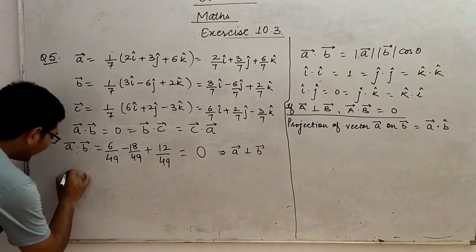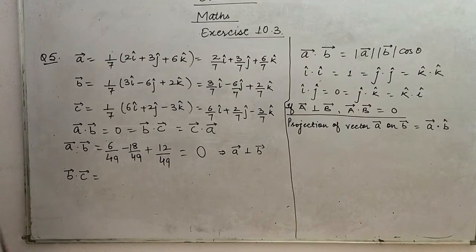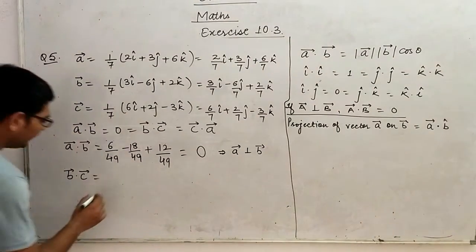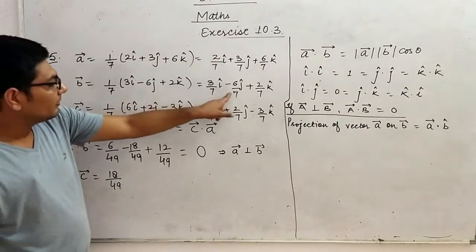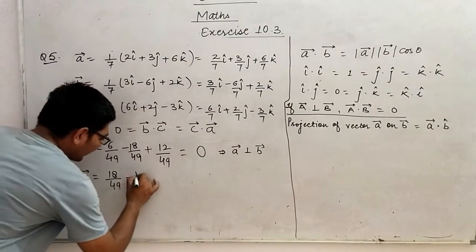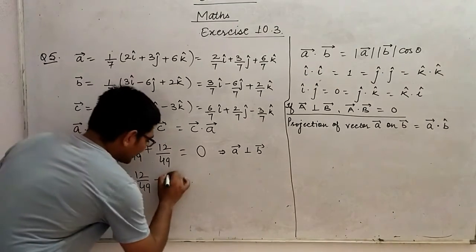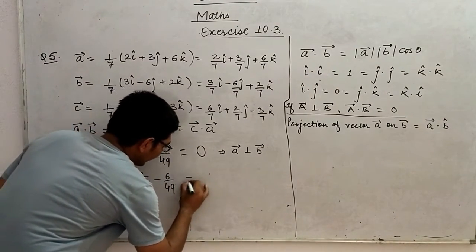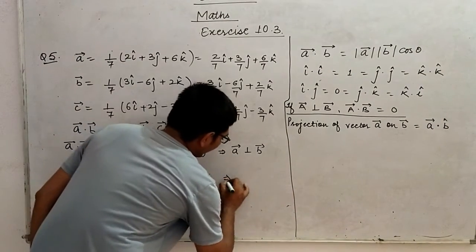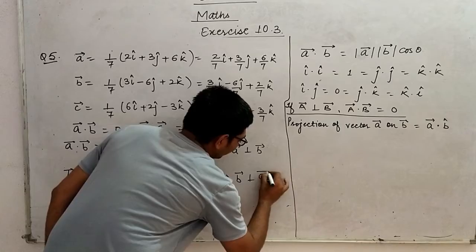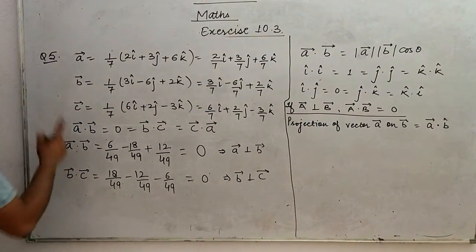Okay, let us calculate B dot C. What is B dot C? Calculate it. 18 by 49. Okay, no problem. Minus 6, minus 12 by 49. Okay, no problem. And there is minus 6 by 49. That is also 0. What does this imply? It implies that vector B is perpendicular to vector C. Okay, B dot C is here.